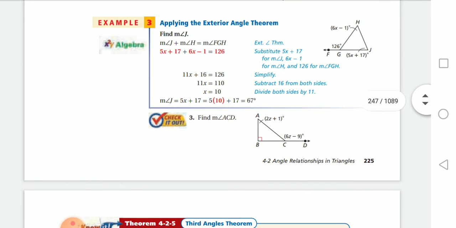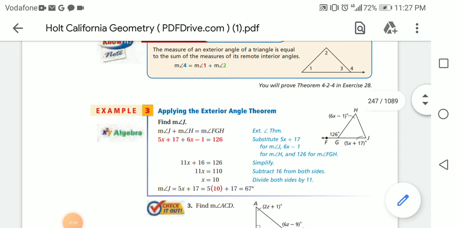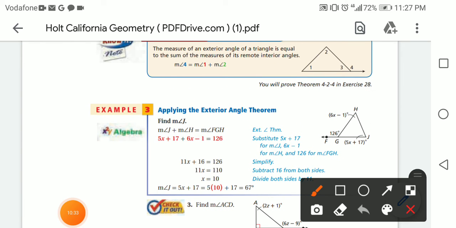Applying the exterior angle theorem, find the measure of angle J. Where is J? Let's see J together. Yes, this J. It's given as an equation. So I have here, find measure of angle J. I know that measure of angle J plus measure of angle H gives me the exterior angle here, which is FGH, which is 126 degrees.